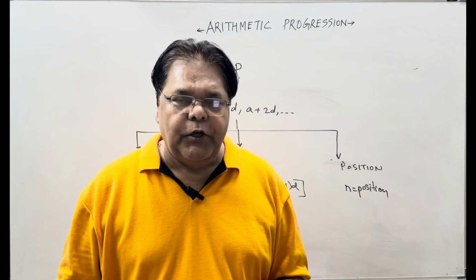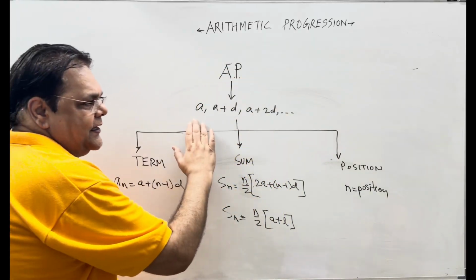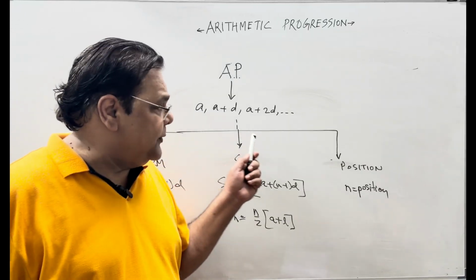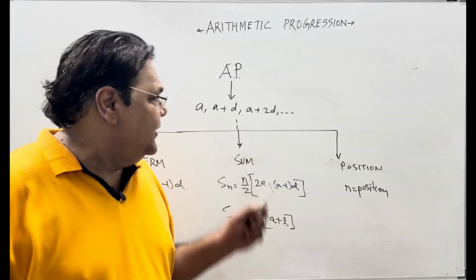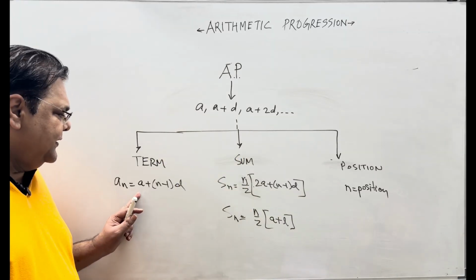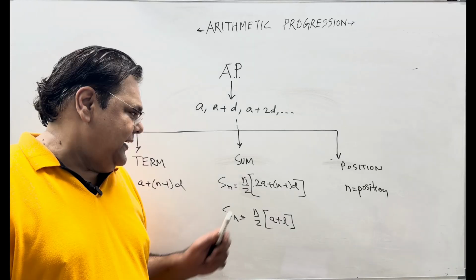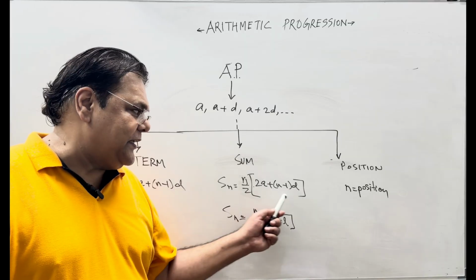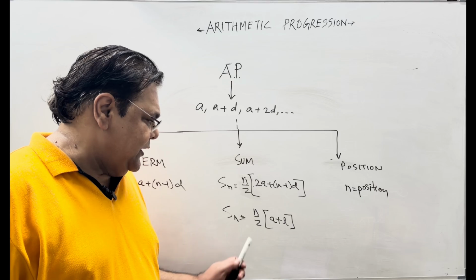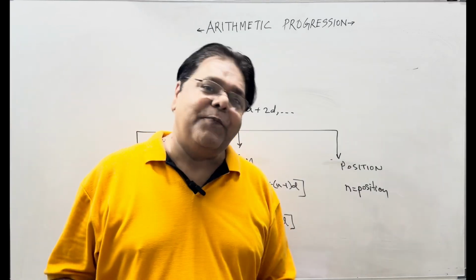So kids, today whatever we have studied, we'll conclude it. In the AP, this is a sequence. a is the first term, a plus d is the second term, a plus 2d is the third term, and so on. a is the first term, and the common difference is d. To find the nth term, an is equal to a plus (n minus 1)d. Sn is equal to n by 2 times (2a plus (n minus 1)d). We have also derived this. You can refer to that part. Sn is equal to n by 2 times (a plus l). a is the first term, l is the last term, n is the number of terms.